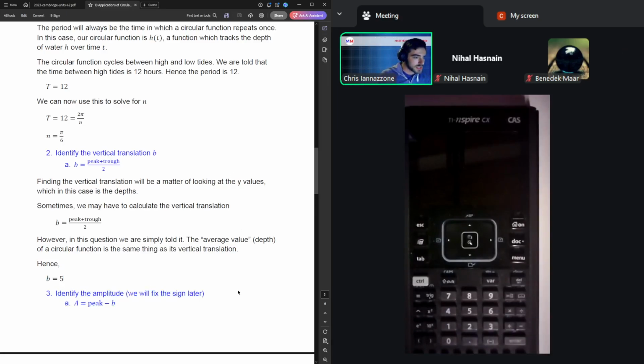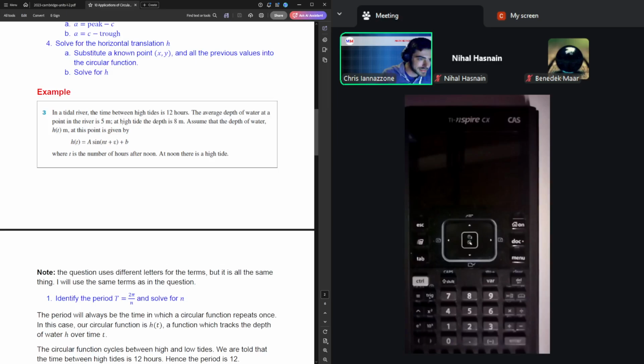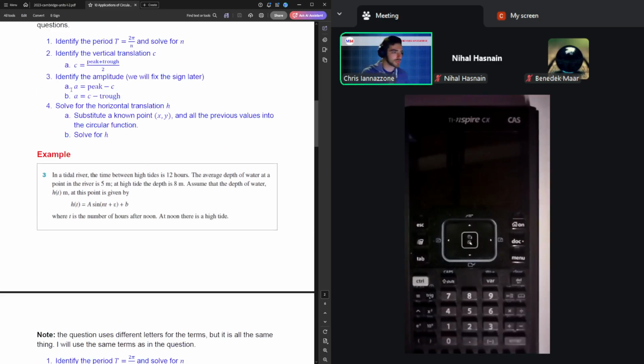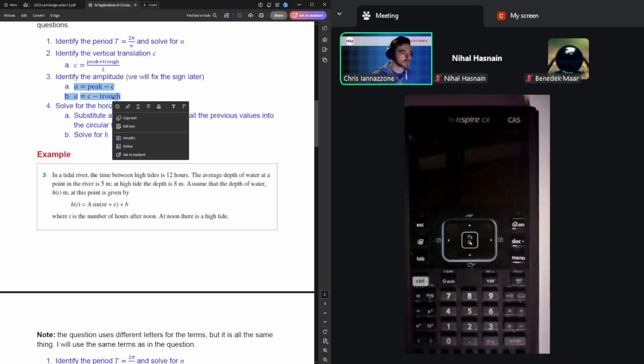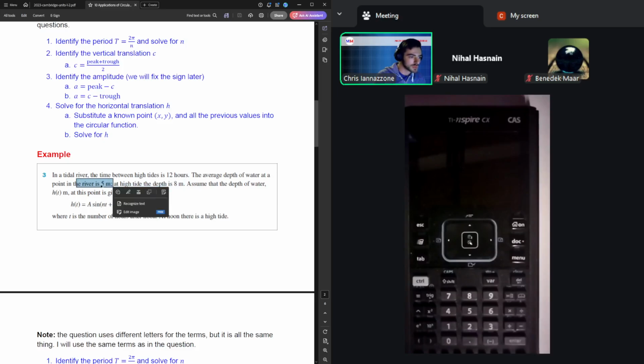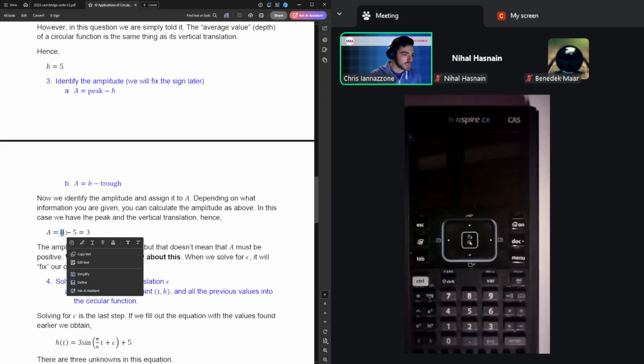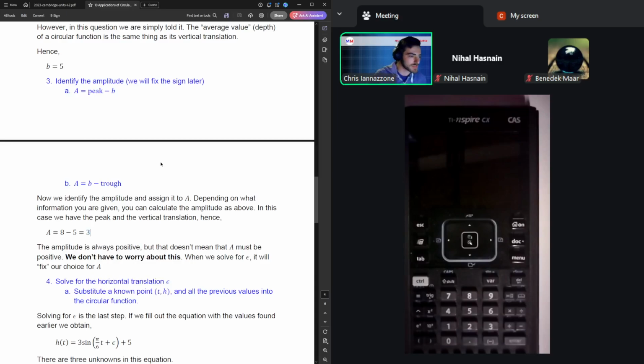Next up, let's have a look at the amplitude. Sometimes this will be given to you immediately in the question information itself. If it's not, you have a few ways of calculating it depending on what information you have. If you have the peak and the mid-level, like we do here, the high tide, which is a peak, and the middle, the average, then you can just find the difference of those two things, and that's going to be your amplitude, which is exactly what we're doing here. Peak of 8, middle of 5, that's going to give us an amplitude of 3.